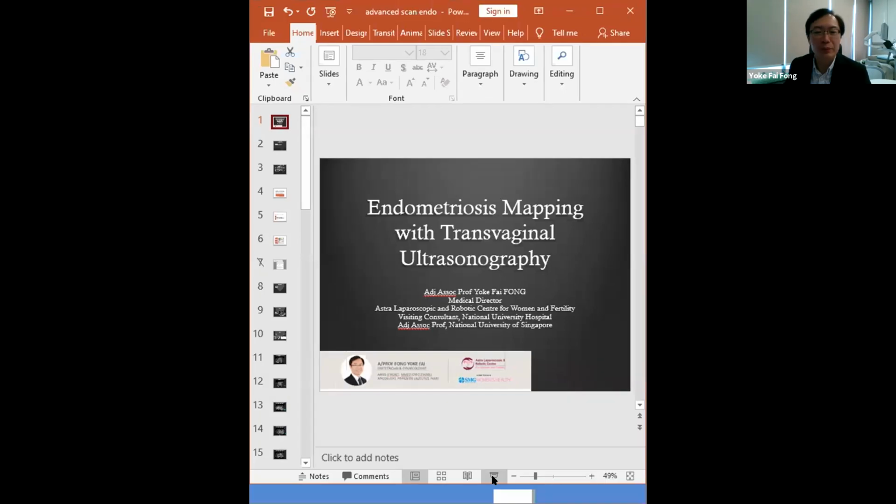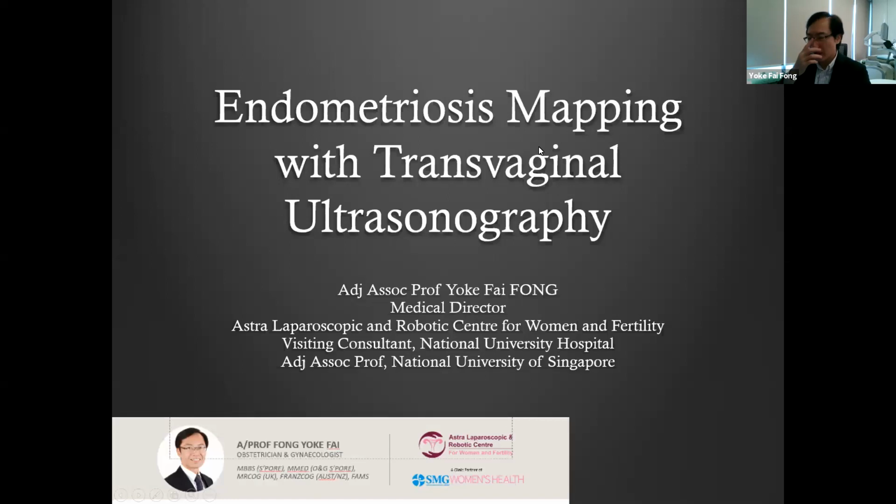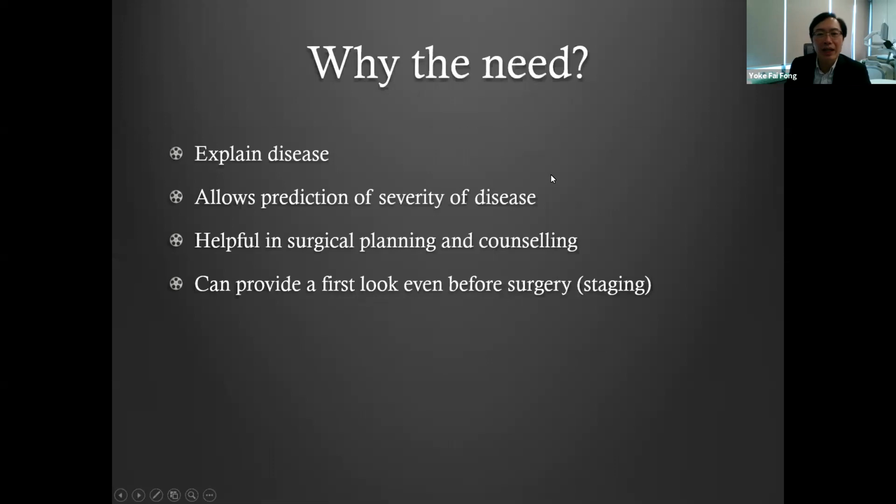I'm just going to share with you my experience with endometriosis mapping with transvaginal ultrasound. So number one, we're going to ask ourselves, why do we need to map the endometriosis? Why do we need to map it accurately and comprehensively? Number one, it gives us the chance to explain the disease to the patient. Number two, it also allows the prediction of the severity of the disease.